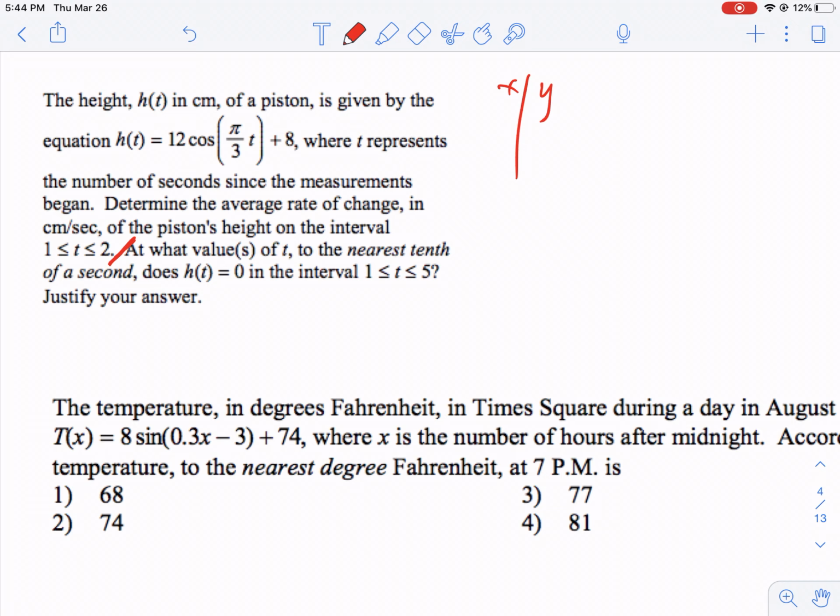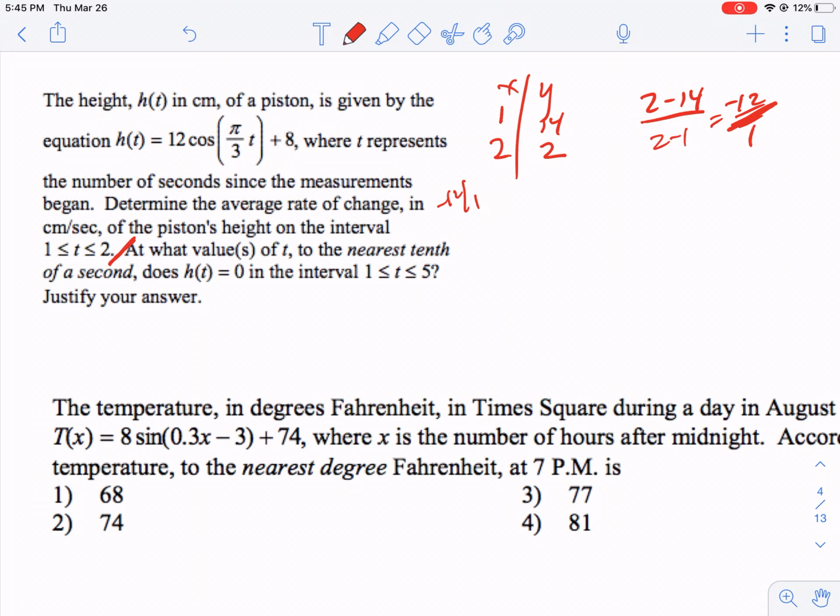So we'll type it in the table. We have 12 cosine pi thirds x plus 8. And in the table, 1 is 14 and 2 is 2. So what's the average rate of change? That's y minus y over x minus x, and that would be negative 12 over 1. So the average rate of change in centimeters per second is negative 12 over 1.